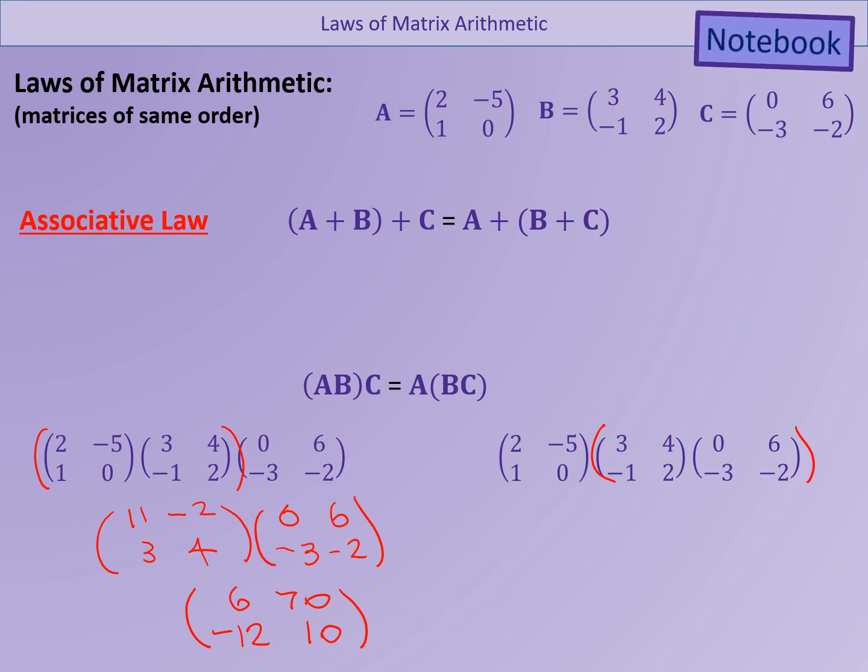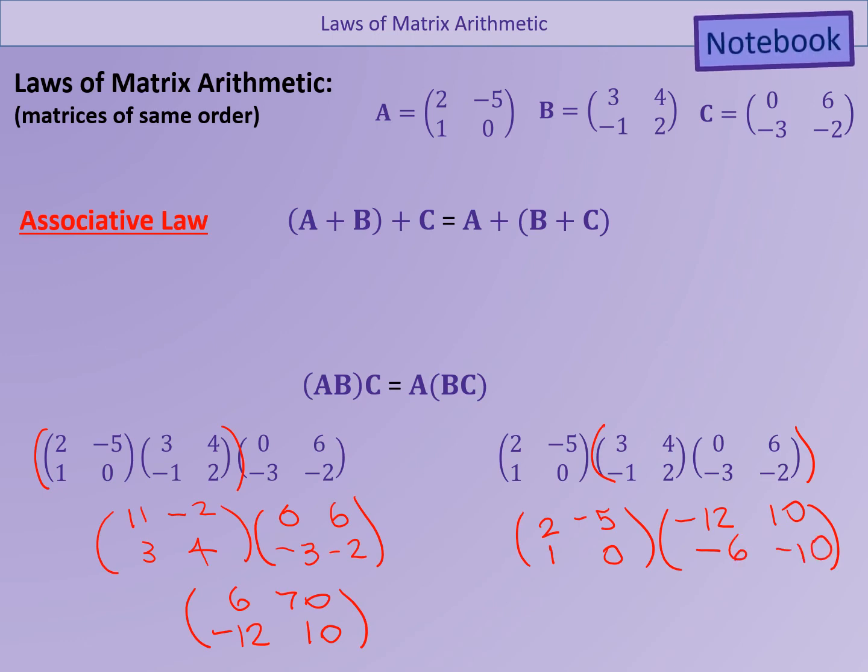And if we look over on the other side, so I'm going to write that first matrix in first, and then the result of the second bracket. So the second one gives us minus 12 and 10, minus 6 and minus 10, which multiplying together gives us 6, 70, minus 12 and 10.